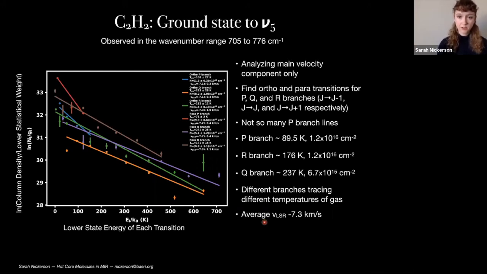And so even though we're looking at the same line of sight, same position, we can see more than one component of the gas here. But they're all kinematically similar, so they all have some very similar velocities.